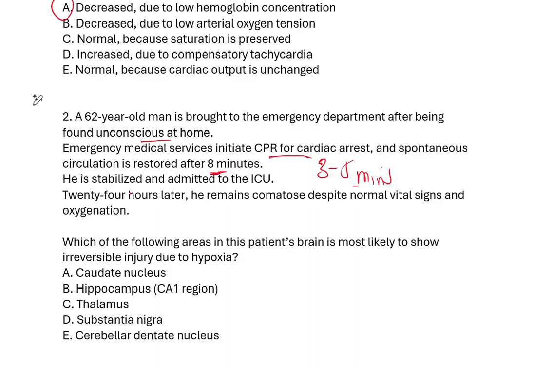24 hours later, he remains comatose despite normal vital signs and oxygenation. Which of the following areas in the patient's brain is most likely to show irreversible injury due to hypoxia? Remember, we said that the first one to go is going to be the hippocampus. So I think we've come to the end of today's lecture.